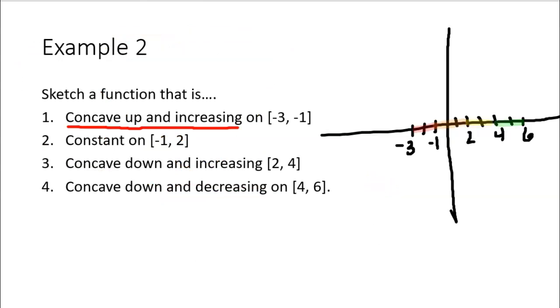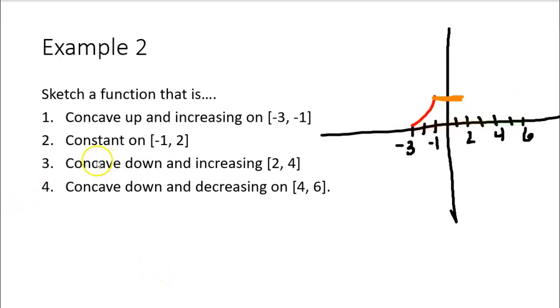And now I know that on the interval from negative 3 to negative 1, I'm going to take that shape that I just saw and I'm going to draw that. I don't like how I'm drawing. I'm going to draw it a little bit better. There we go. There's the shape. It's concave up and it's increasing. So it's going up and the bowl is facing upwards. Now the next one says constant. So from negative 1 to 2, it's just going to be a straight line. Straight line.